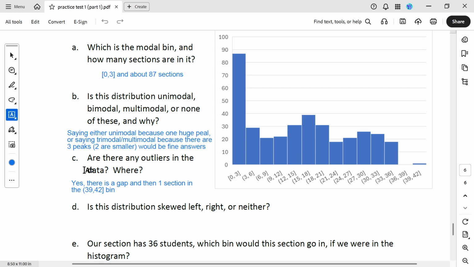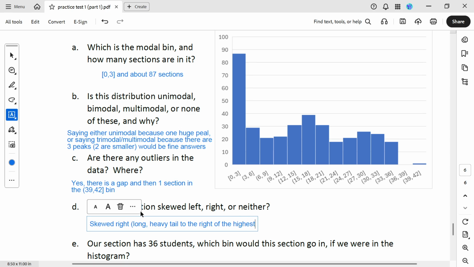Okay, is this distribution skewed left, right, or neither? The skew is the direction of the longer, fatter tail, if you have tails. If we consider this the biggest peak, we have this very fat, bumpy, long tail to the right of the biggest peak, and there's nothing to the left of that peak. So this is definitely skewed right. Long, heavy tail to the right of the highest peak.